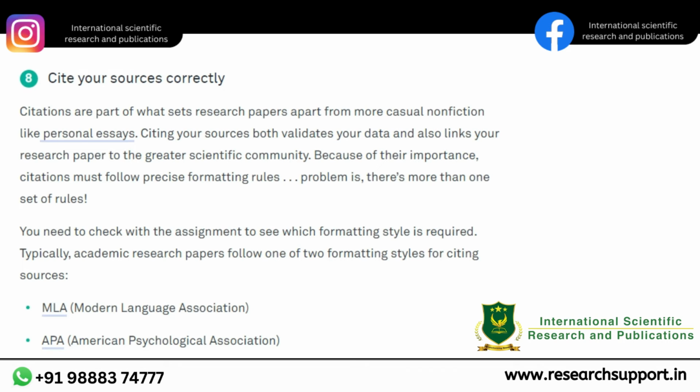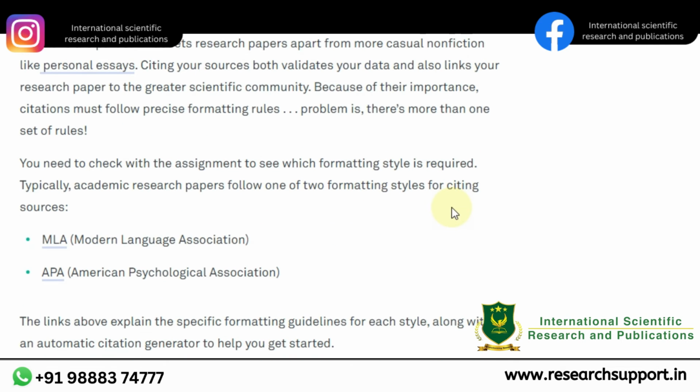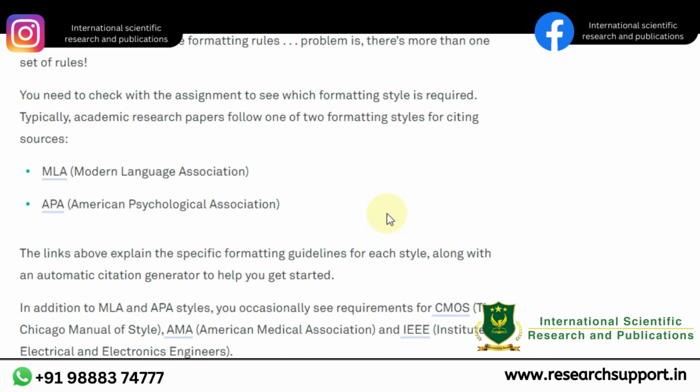The problem is there are more than one set of rules. You need to check with the assignment to see which formatting style is required. Typically, there are two formatting types, which are MLA and APA. MLA is also called the Modern Language Association, and the APA full form is American Psychological Association.